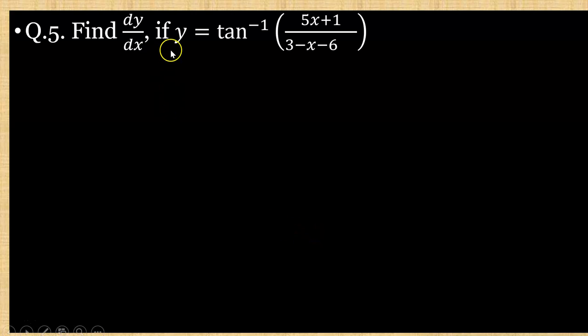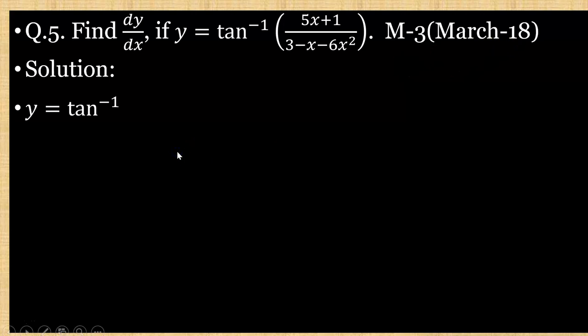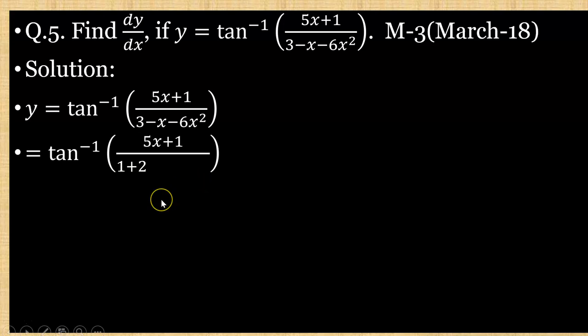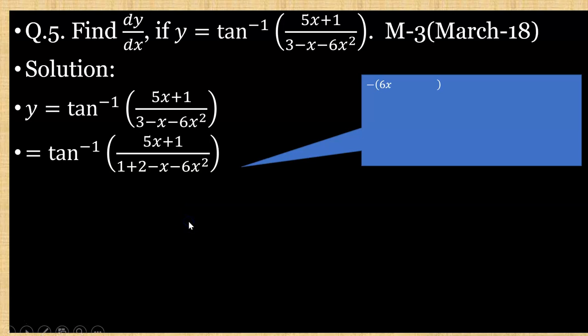Find dy by dx if y equals tan inverse of (5x plus 1) upon (3 minus x minus 6x square). This example was asked in March 18 for March 3. Now the solution. Tan inverse of (5x plus 1) upon (3 minus x minus 6x square), and this 3 can be written as 1 plus 2, so we get 1 plus 2 minus x minus 6x square. Okay. Now we'll factorize this.